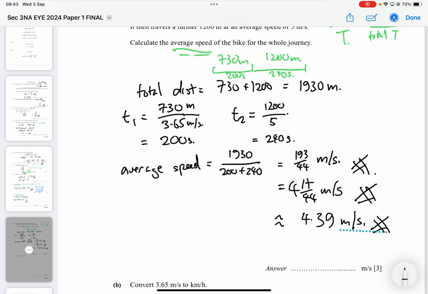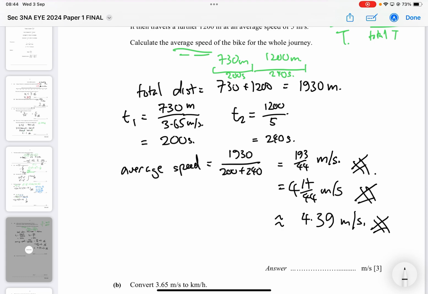How is the mark allocation? By finding the total time, you will get 1 mark. By knowing that you have to divide total distance by total time, you will get 1 mark. By getting your final answer, you have 1 mark. So that is how your 3 marks come about.